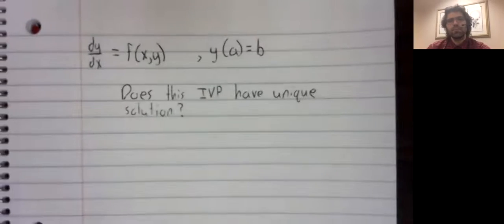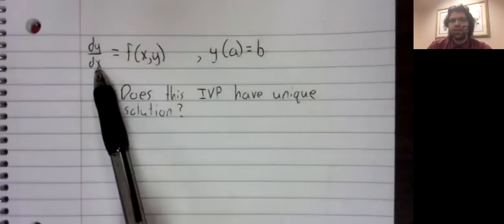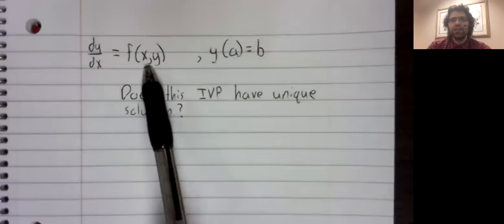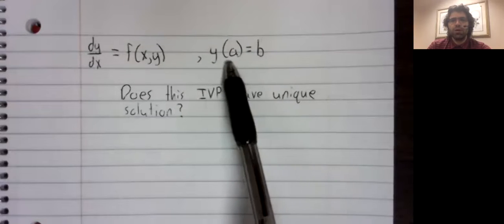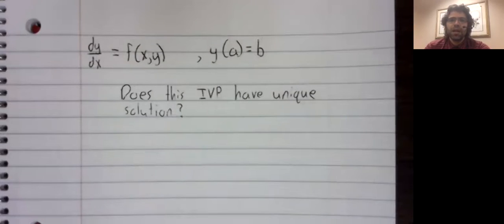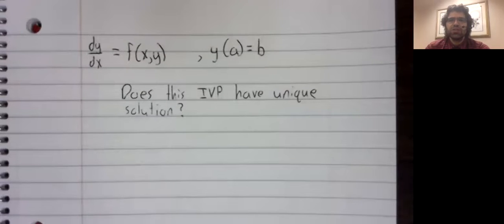exists. In this video, we will state a classic theorem for existence and uniqueness of solutions. You are given a differential equation and an initial value problem. And you're asked, does this initial value problem have a solution? And in fact, does it have a unique solution?